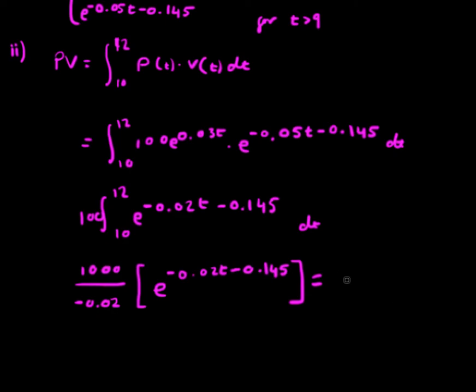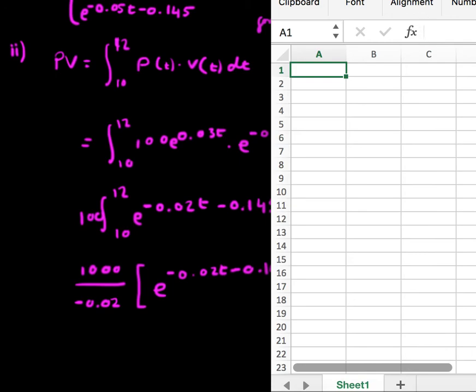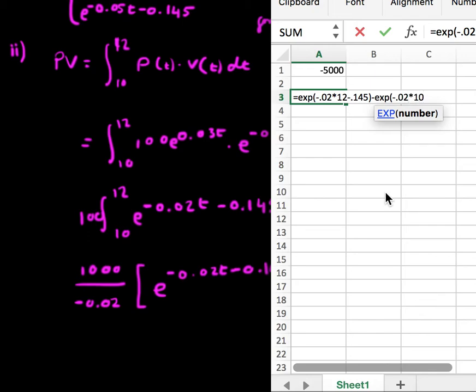Whatever we find this to be, that's going to be our present value, what it asked for. So let's work that out in Excel over here. So that's equal to, firstly, 100 divided by negative 0.02. Sorry, not 1000, that's 100. So that shouldn't be 1000. I'll fix that up soon. So that was 100. And then we've got this bit. So we've got e to the negative 0.02 times t, which was 12, minus 0.145. And that was minus, again, e to the negative 0.02 times 10 minus 0.145. That gives us our answer there.